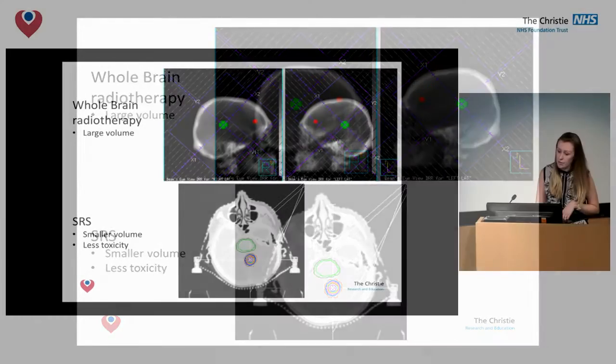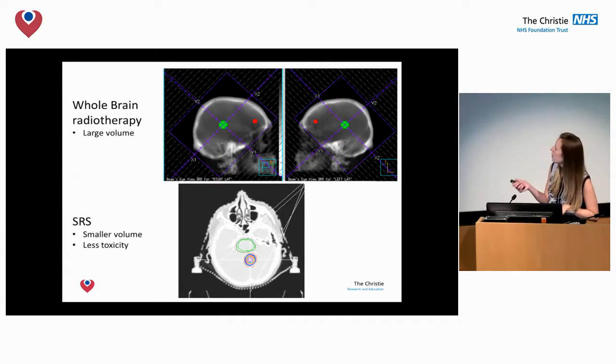This just indicates the area of treatment. Whole brain is this whole area within the purple square, so that whole area receives treatment. It's delivered from 2 sides, the right and the left. And stereotactic, as you now know, is a very conformal area specific to where the metastases is.